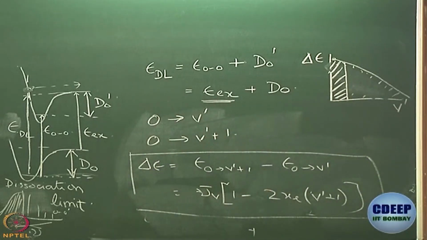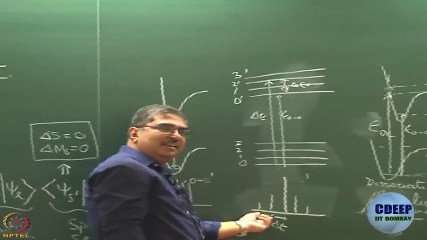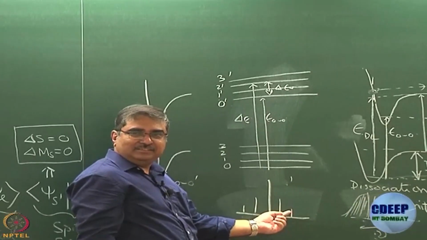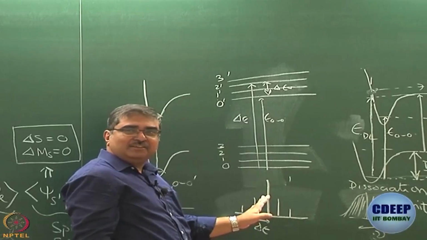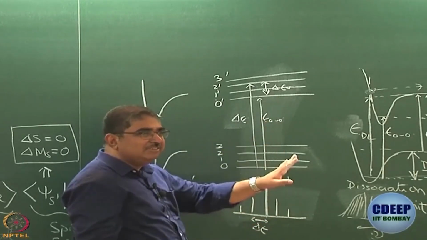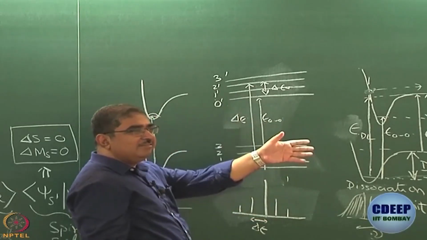Fine, let us look at this now. This is one delta epsilon, this is the next, this is the next, this is another delta epsilon. If I add them all up, all the delta epsilons, does that give me the area under the curve? Right? That is delta epsilon versus v, right? So, if I just add up all the delta epsilons, that should give me the area under the curve.